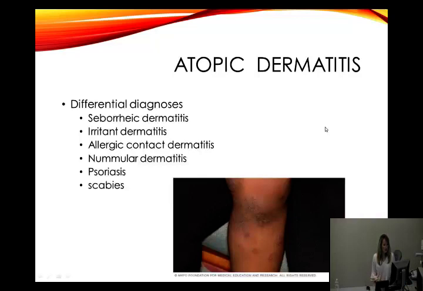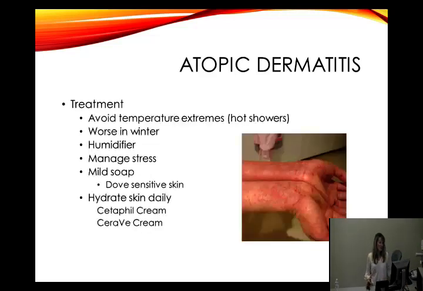So some differential diagnoses for atopic dermatitis are seborrheic dermatitis, if it's occurring on the scalp and the face, an irritant or allergic contact dermatitis, nummular dermatitis, psoriasis, and I had mentioned some of the characteristics that were the same with psoriasis, and scabies can sometimes look like atopic dermatitis. So some ways to treat it.